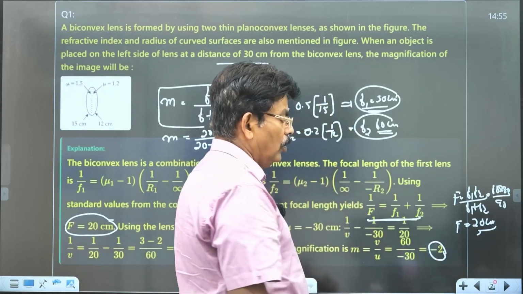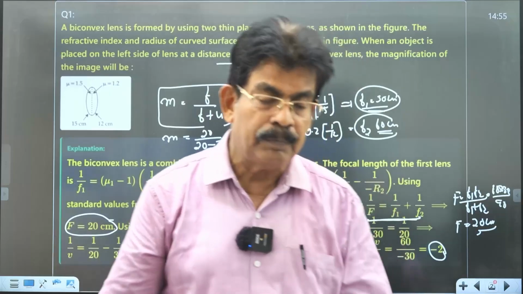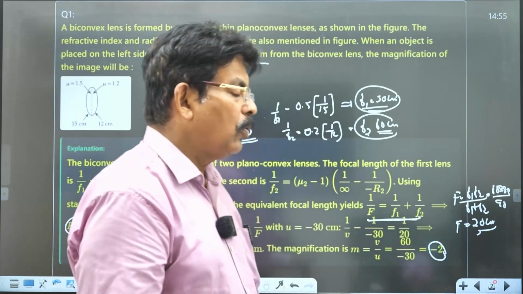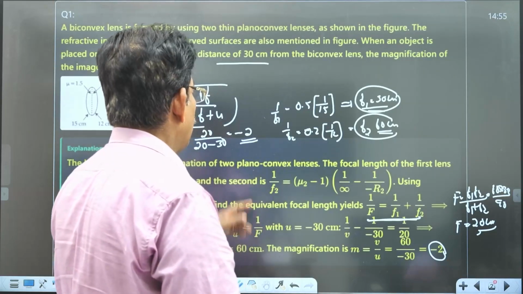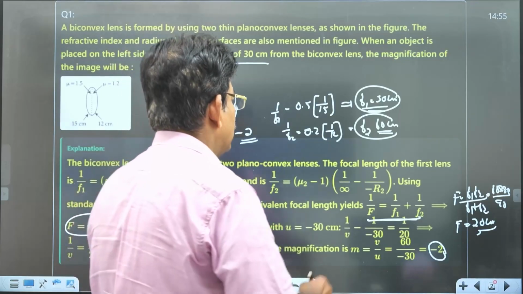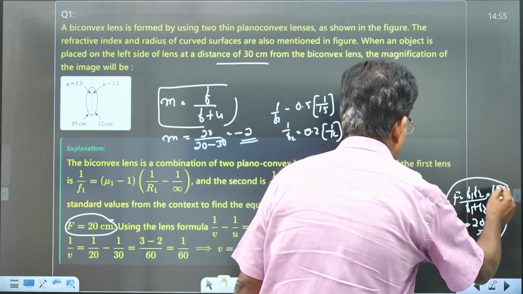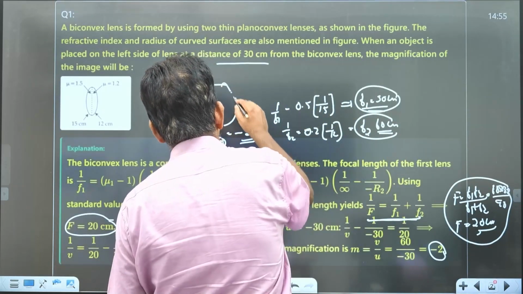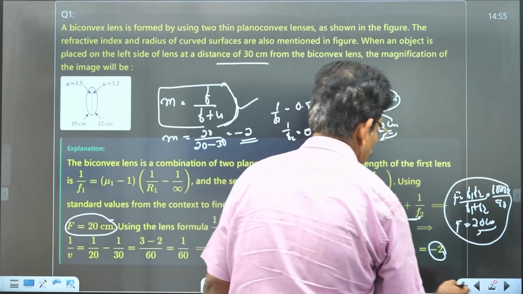Okay. So we can use relatively easy steps. First, for the plano-convex lens, we have a direct formula: mu minus 1 into 1 by r. Second one, mu minus 1 into 1 by r. So one is 30 and the other is 60. The combination focal length we quickly calculated as 20. Then the object is kept at 30 centimeter. Magnification also we can calculate using this. So the answer is minus 2.